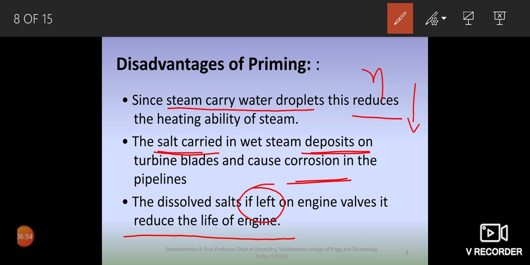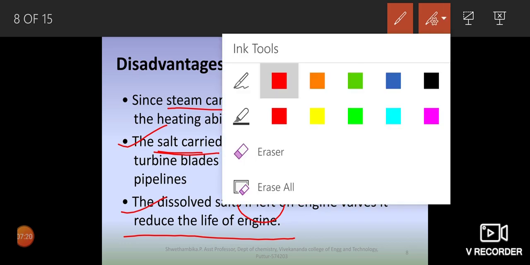So priming may carry the steam, so that the wet steam would have lesser efficiency than dry steam as far as its heating ability is concerned. Also the wet steam may carry the salts, and these salts, if deposited on the engine parts, would cause corrosion. And if dissolved salts are left as such without removal, they would reduce the lifespan of the engine.